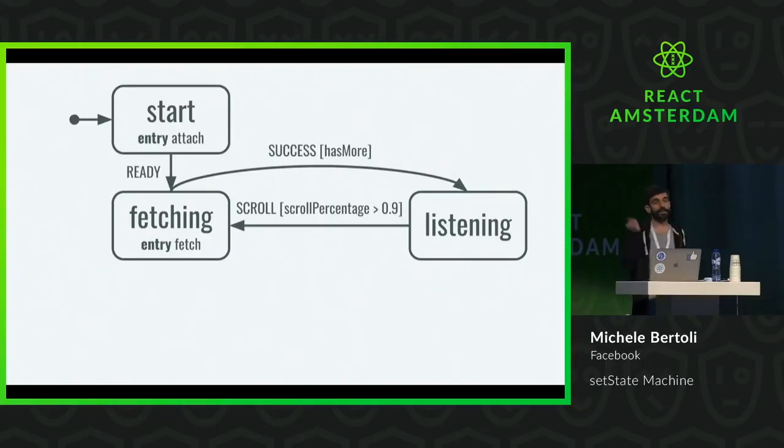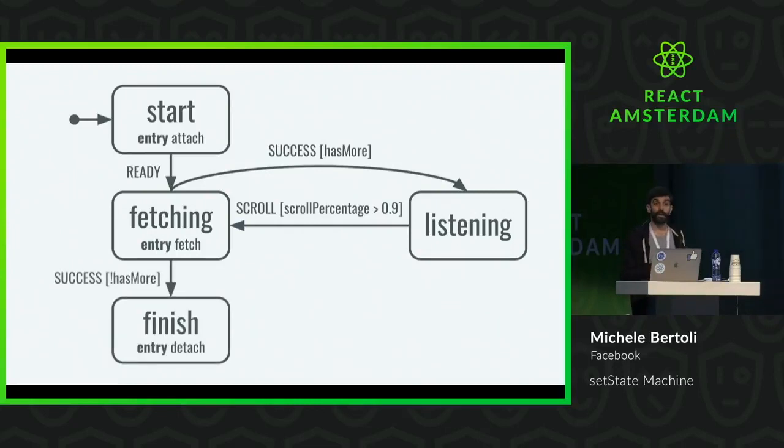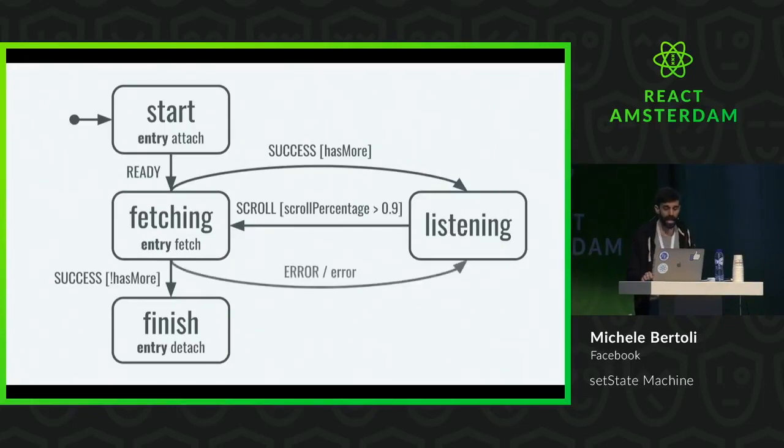And this loop is going to go on until you run out of pages. At some point, hasMore is going to be false, and you're going to transition to finish. And at that point, the entry action is going to be detach, so you have to detach the event handler. And if there is an error, you just go back to listening. So this is a state chart for an infinite scroll.